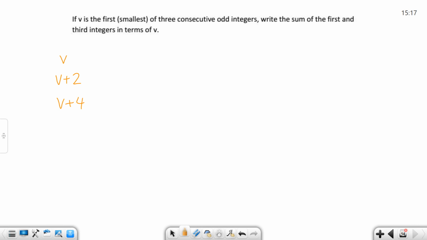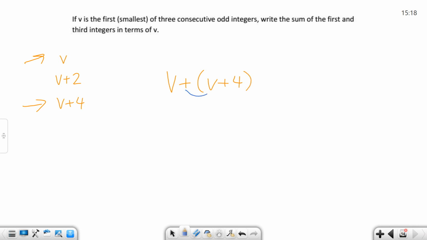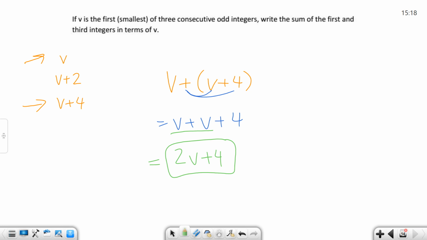So it says here, write the sum of the first and the third. So again, we want this and this in terms of V. So we want V plus V plus 4. So we're going to distribute this plus. We get V plus 4. And then we get 2V plus 4. And that's our sum of the first and the third consecutive odd integers in terms of V.